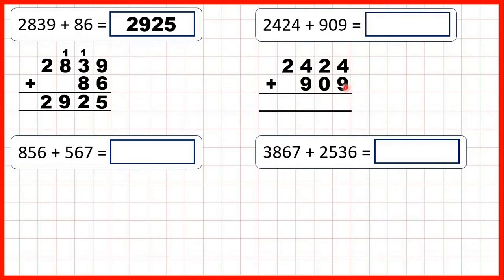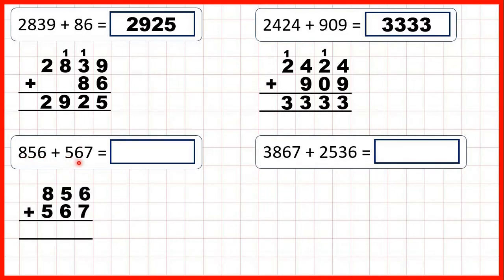Now, 4 plus 9 is 13, so that's 1, 3. 1 plus 2 plus 0 is 3. 4 plus 9 is 13, so 1, 3. And 1 plus 2 is 3. That gives us 3,333.